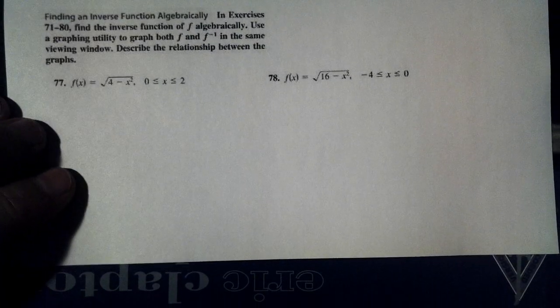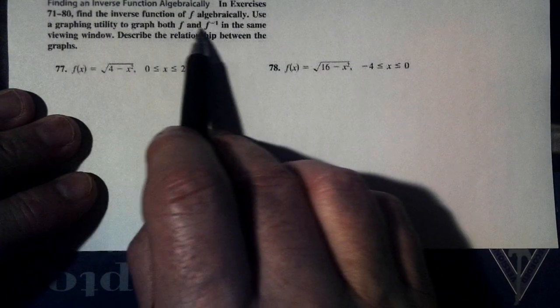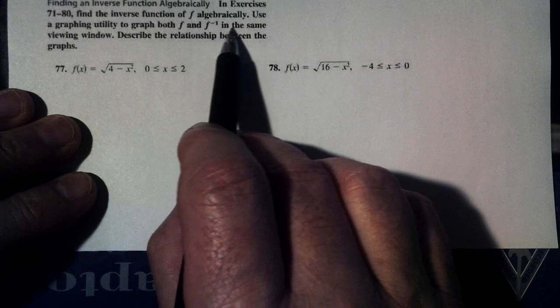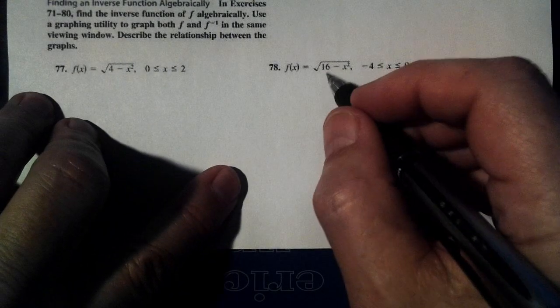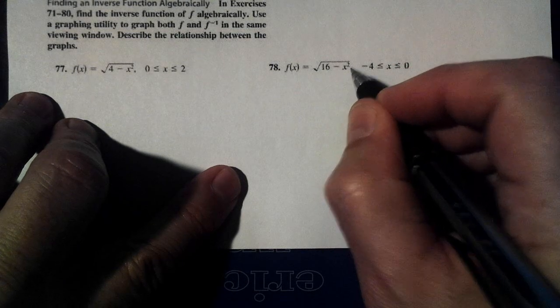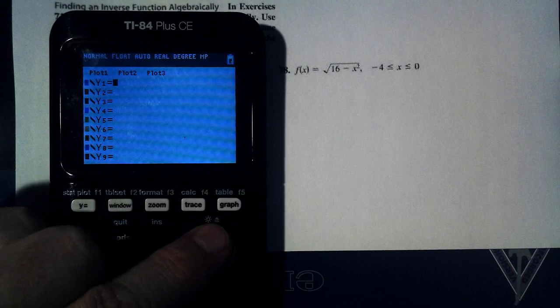As with 78, but let's take a look at it. Find an inverse function of f algebraically. Use the graphing calculator to graph both f and f inverse in the same viewing window, and describe the relationship between the graphs. So square root of 16 minus x squared. Let's go ahead and graph it first.